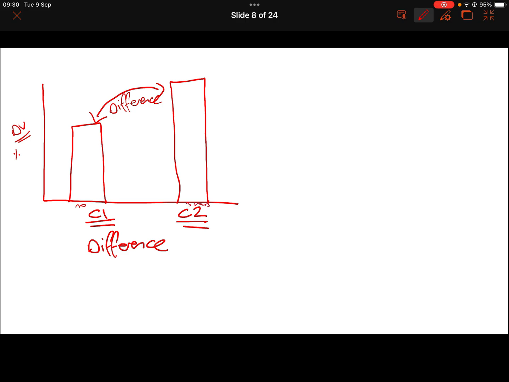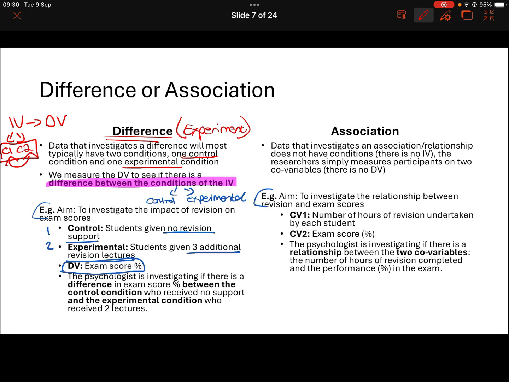So if it's a test of difference, it means that we have different conditions, and we're looking to see if there is a difference between those conditions. A test of association is different. In a test of association, there is no IV, there is no DV. Instead, what we're referring to here are covariables. We haven't manipulated anything, so there's no conditions of the experiment, and we're not measuring a DV. Instead, when we talk about covariables, what we're doing is measuring both. We measure covariable 1, we measure covariable 2, and we see if an association exists.